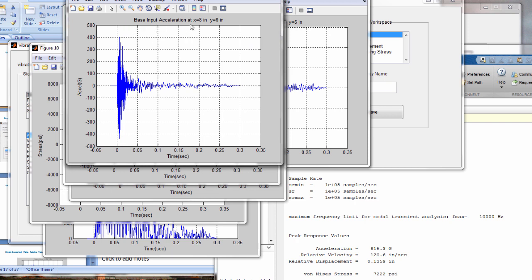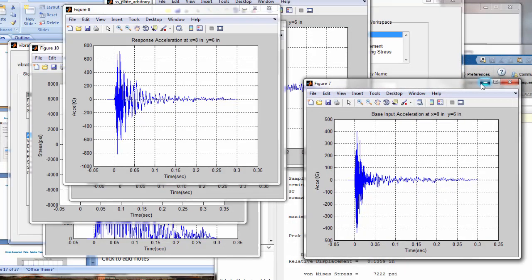This is our base input acceleration, and we have acceleration in g, and time in seconds. And I see that I put the coordinates for the center of the plate, but this base input acceleration is actually what the perimeter of the plate is going to be doing in terms of the base input or enforced acceleration. So with some imagination, that's a pyrotechnic shock pulse.